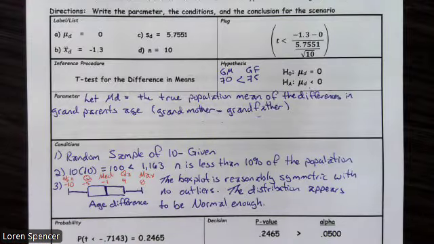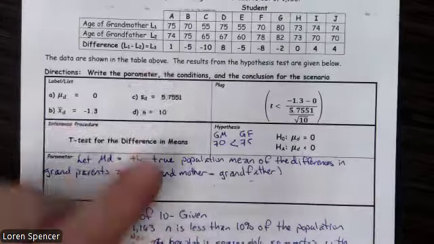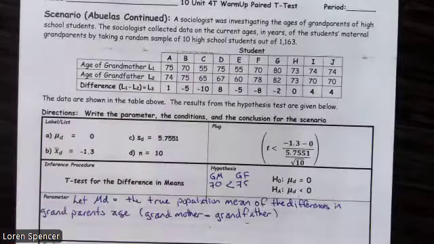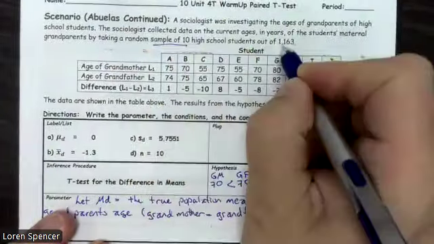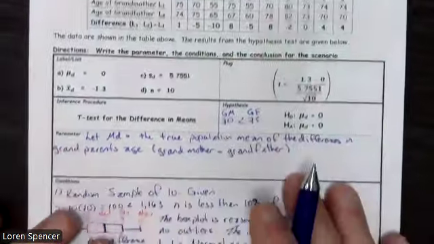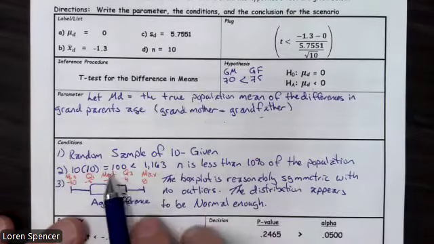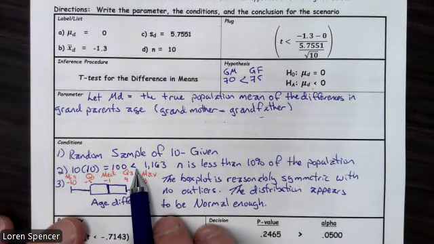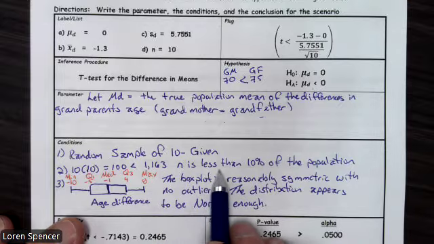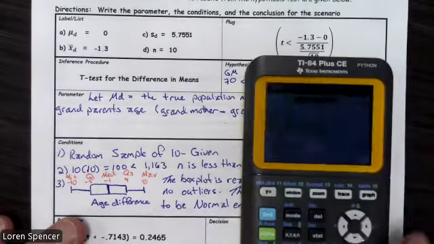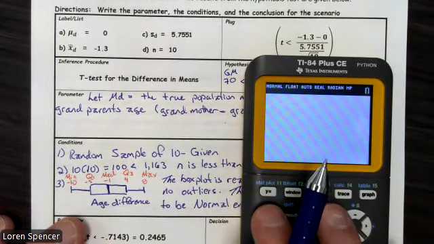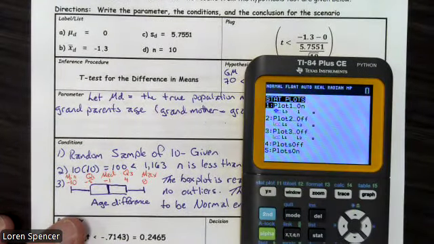The conditions: in our previous problem, it said there was a random sample of 10, that's up here at the top, and that was given. And we also know that we had a population of 1,163. So 10 times 10 is 100. That's less than 1,163, so the sample is less than 10% of the population. So we're fine there.